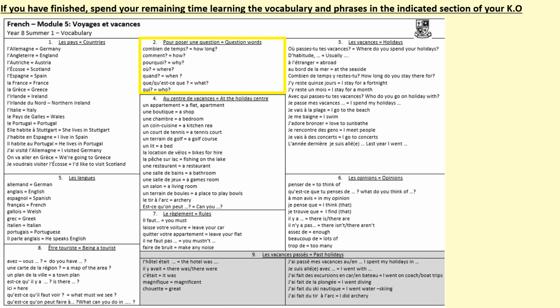If you've already finished, spend the remaining time in your hour learning the vocabulary indicated on screen. Today, that's got to be the question words in section 2 of your knowledge organiser.